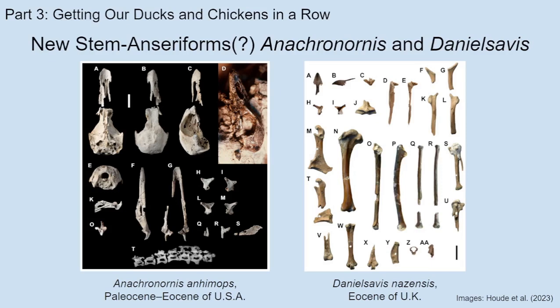And these two are, I would say, as someone who has studied this topic myself, very important. One of them is Anachronornis from the Paleocene-Eocene boundary of the Western United States. Anachronornis is known from more than just the material shown here, but I'm showing this particular figure because it shows the skull, which is very well preserved.